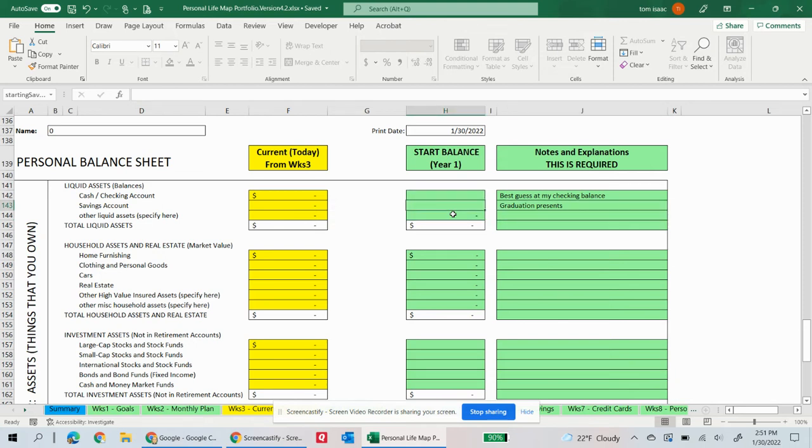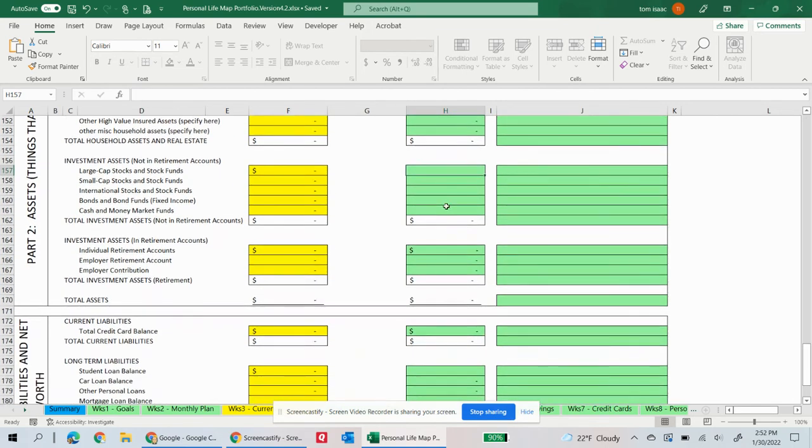You're going to put down your checking, savings, any other liquid assets. That would be things like certificates of deposit, any household furnishings that you have, clothing and personal goods, cars, real estate. That would be real estate that you own. Maybe you own a house, a condo, something like that. Other high value insured assets, you need to make sure that you specify that. That would be, let's say you have a rare antique Fender guitar or something like that that you have insured, and other household assets.